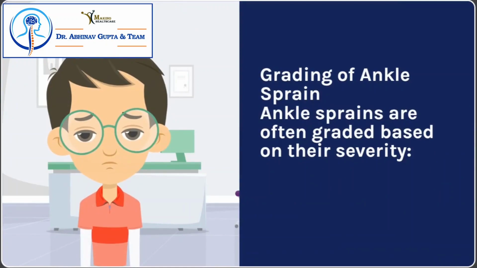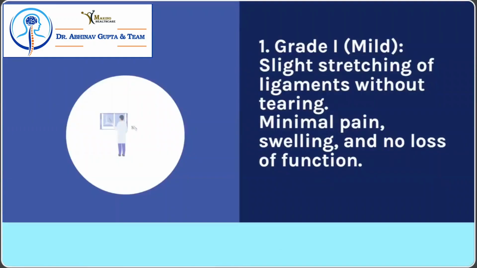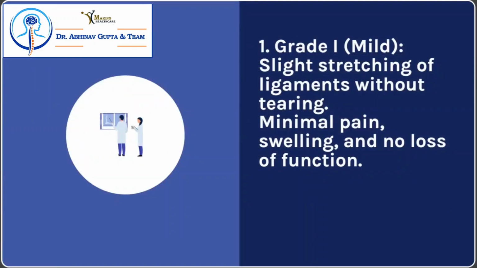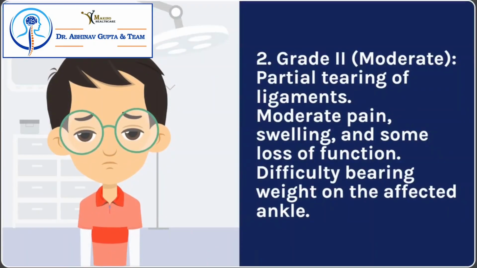Grading of ankle sprain. Ankle sprains are often graded based on their severity. 1. Grade 1, mild, slight stretching of ligaments without tearing. Minimal pain, swelling, and no loss of function. 2. Grade 2, moderate, partial tearing of ligaments. Moderate pain, swelling, and some loss of function. Difficulty bearing weight on the affected ankle.